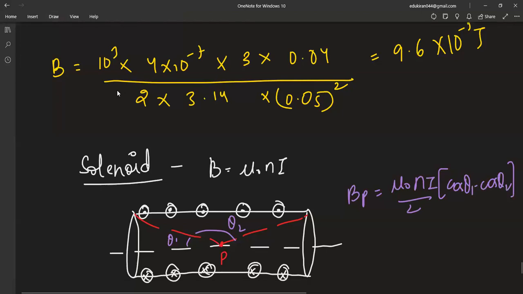If these two angles, theta 1 and theta 2, are given to you, one thing you should remember is that they are measured along the axis. Because this is not a cylinder, this is actually current coming out, going in, coming out, going in. If you keep the angle values as 0 and 180, you will get the formula back, mu naught Ni. So from this also it is derived.